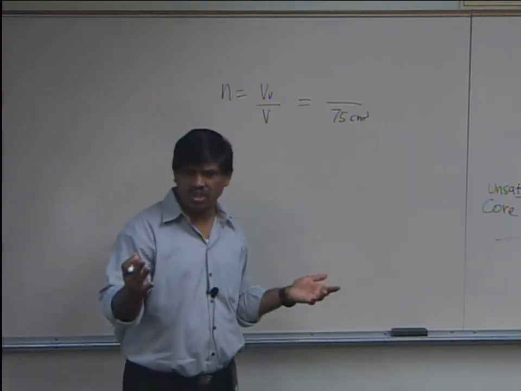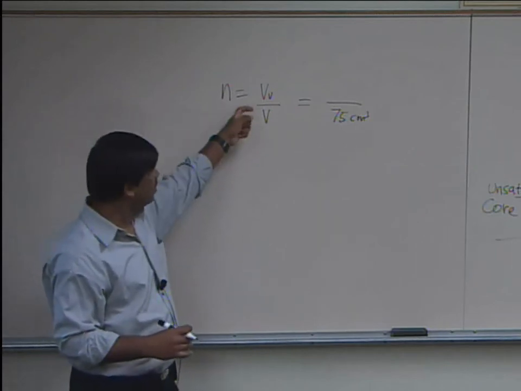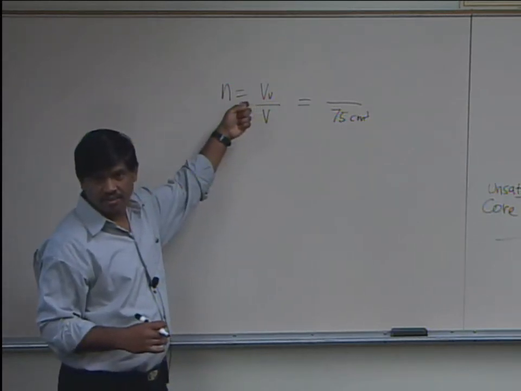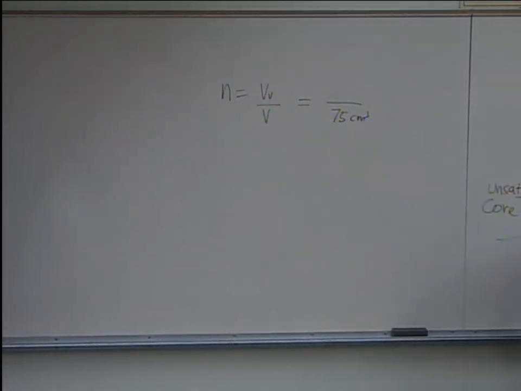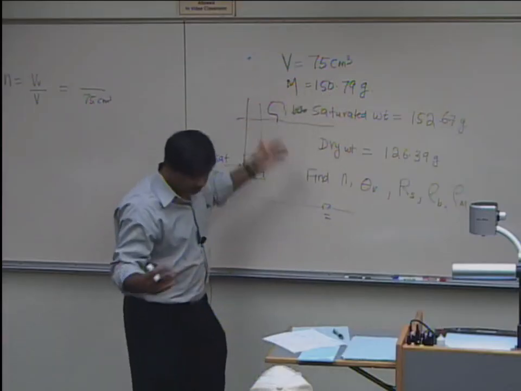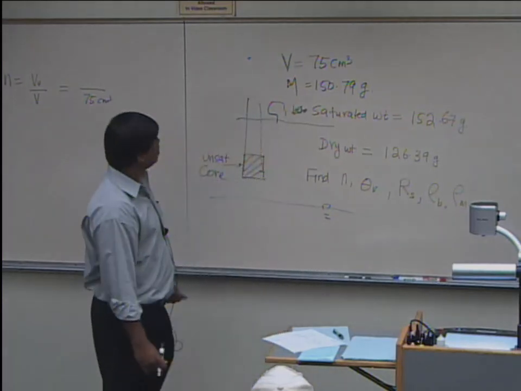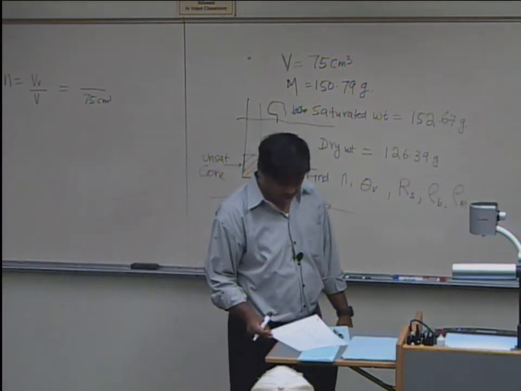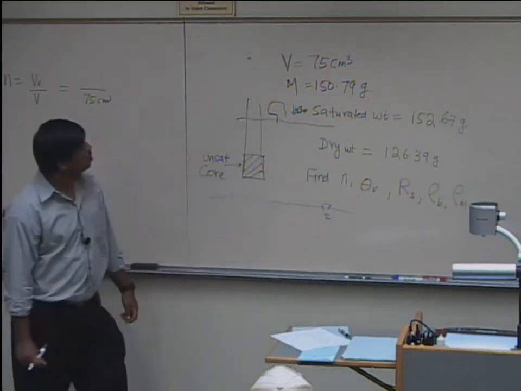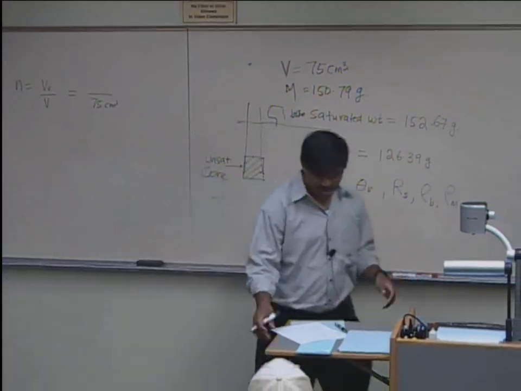You guys do this in geotech, probably? Yeah. Okay. So how do I get VV? Well, you have the saturated mass and the dry mass. The difference of the two is the mass of the water that fills the voids. Very good. And you know the density. That's one way to do it. Is there an easier way? Yeah. So you know the mass. Well, it's trivial, really.